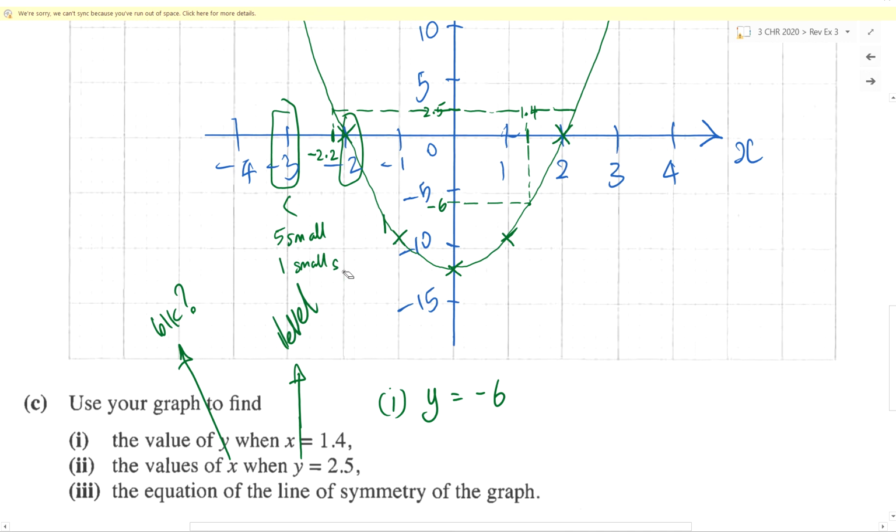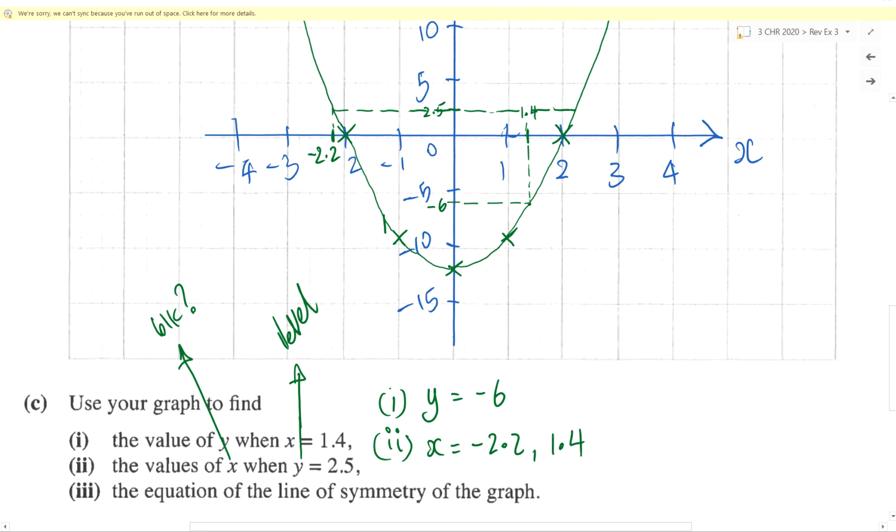So one of my answers is -2.2. Part 2, x equals to -2.2. But there is another guy staying over here at level 2.5, and my value over here is, it's not too accurate, but I have here as 1.4. You probably will have actually 1.2.